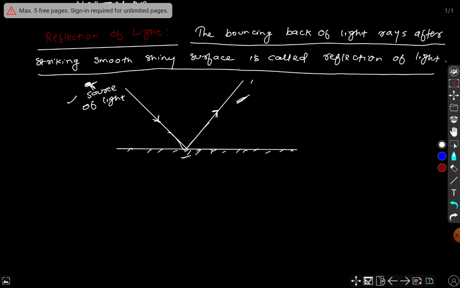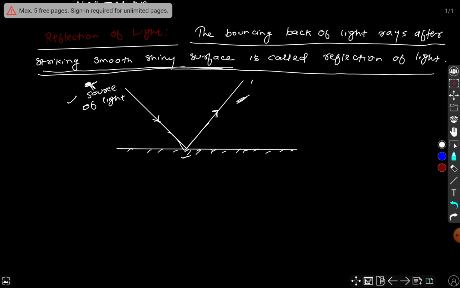Now, although I have written here smooth shiny surface, for the phenomenon of reflection of light to occur, the surface need not be smooth. In fact, rough surfaces also allow reflection of light.